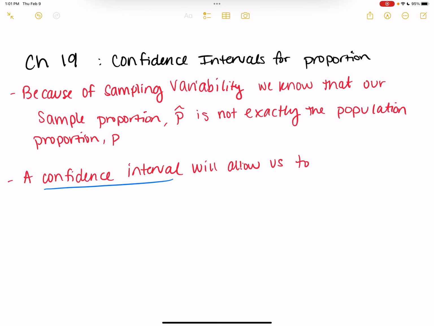to create an interval. This thing is like freaking out. I don't understand what's happening.